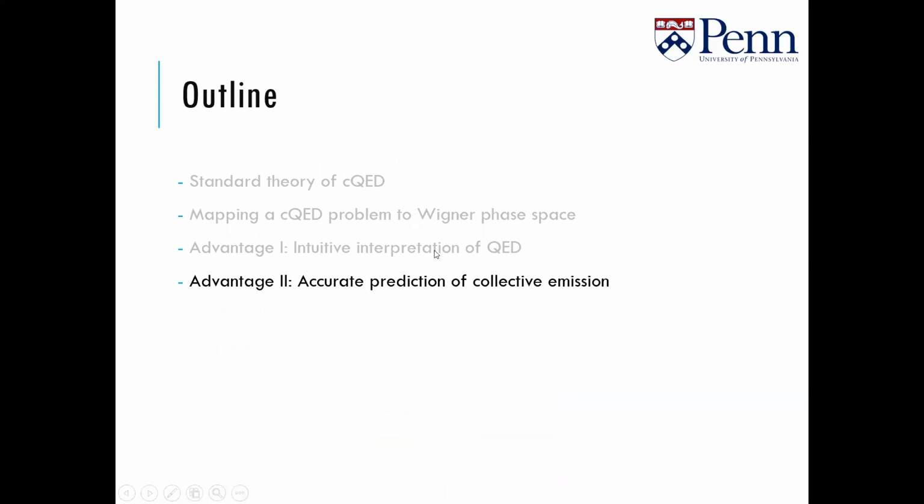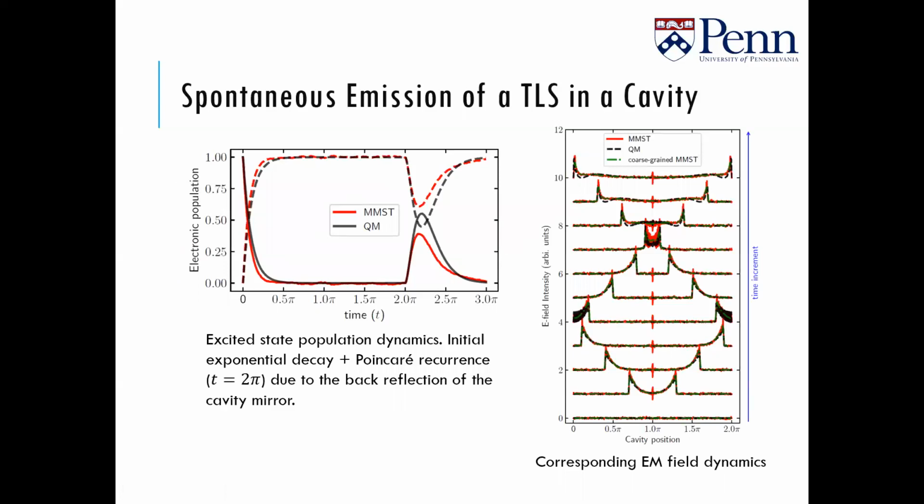Apart from their intuitive interpretation, these MMST dynamics can also give very good predictions of collective emission when we have many two-level systems. First, let's do a simple test. We have a single two-level system starting in the excited state. On the left-hand side is the electronic population as a function of time. The solid line is the excited state, the dashed line is the ground state. The black one is the quantum result, and the red one is the MMST result.